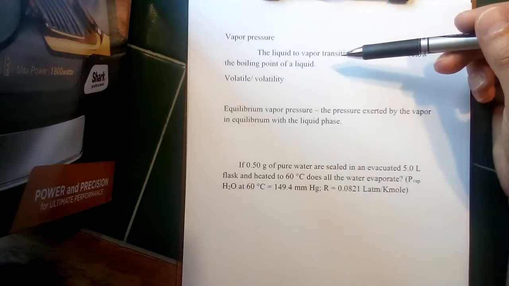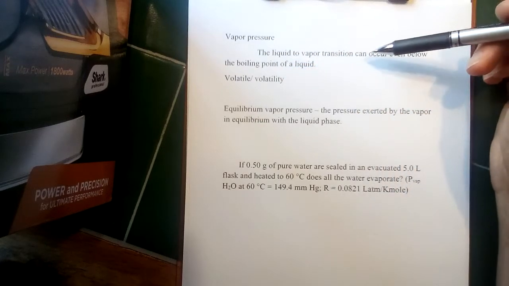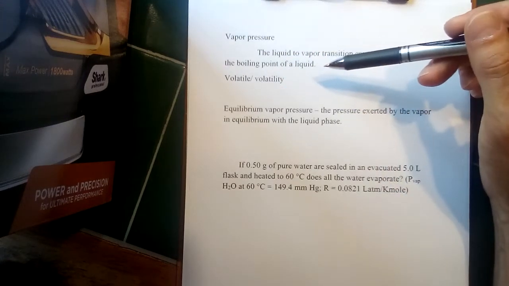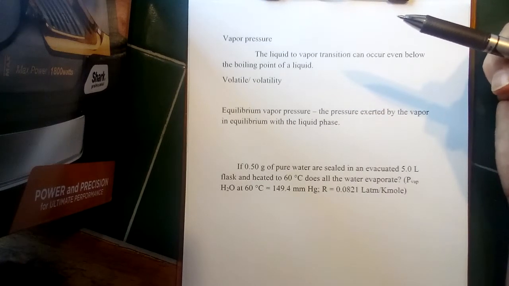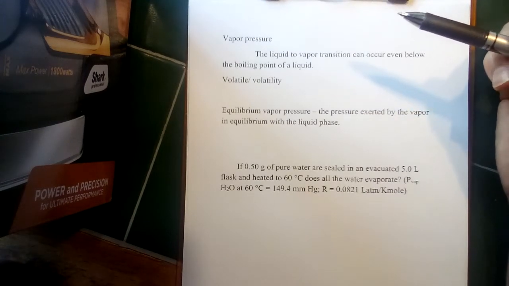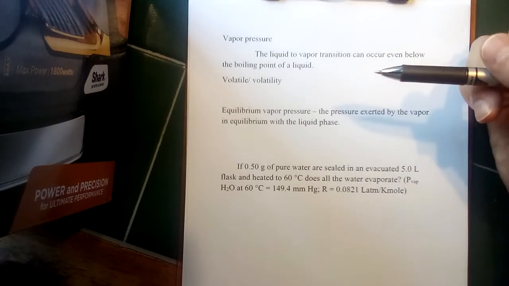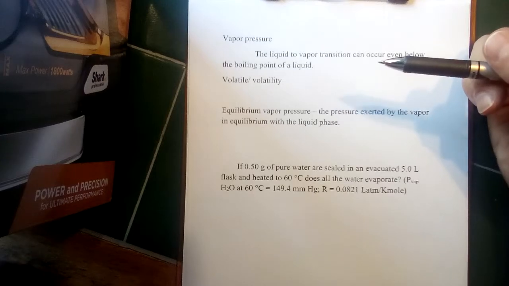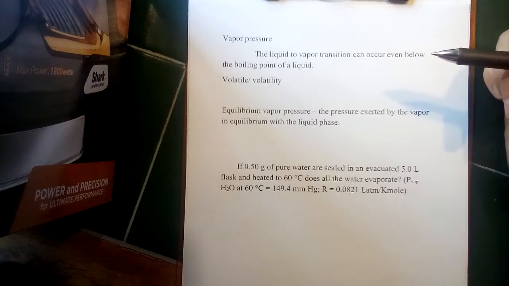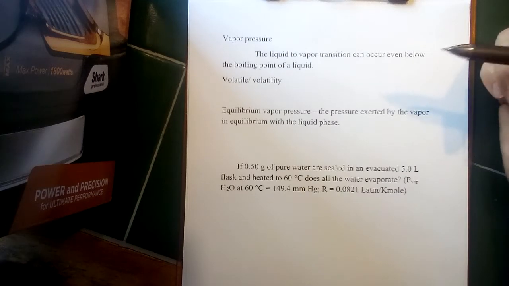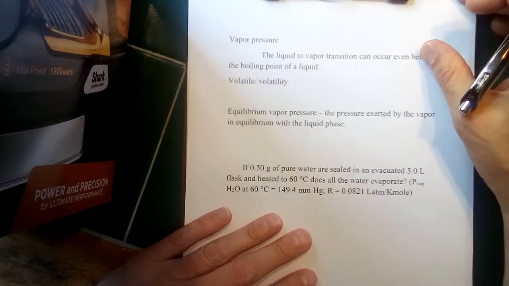So I have the definition of that here. Well, it's not really a definition, but a description. The liquid to vapor transition can occur even below the boiling point of a liquid. So you may be familiar with materials like paint thinners or paint strippers or even something like nail polish remover. If you spill it, it evaporates really quickly, right? Sometimes before you can even get the rag to wipe it up, it's already evaporated. So any liquid that has a really strong smell is probably evaporating really quickly. So the molecules are making it inside your nostrils where your scent can detect them.